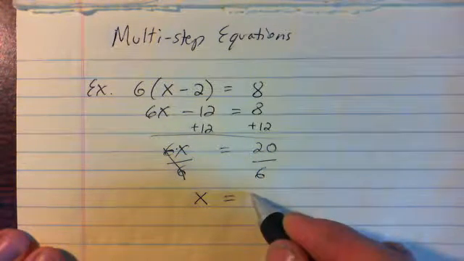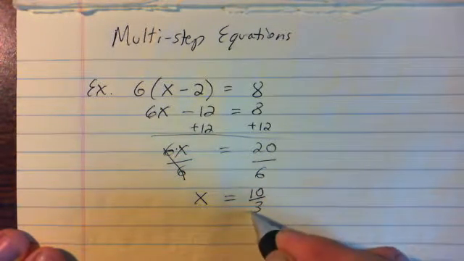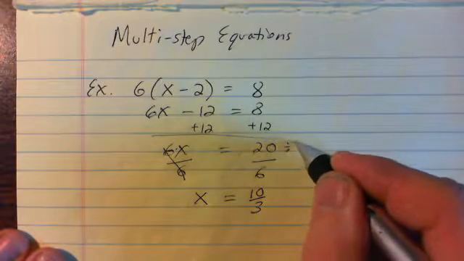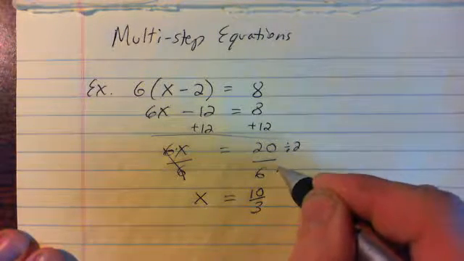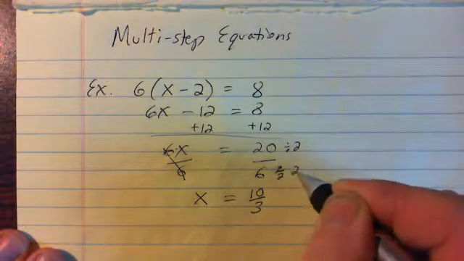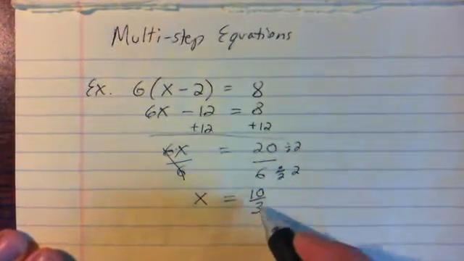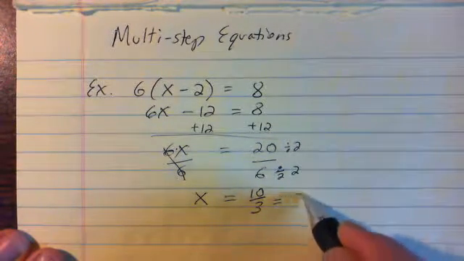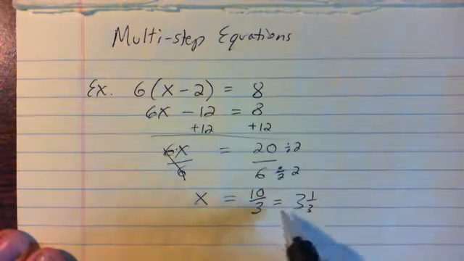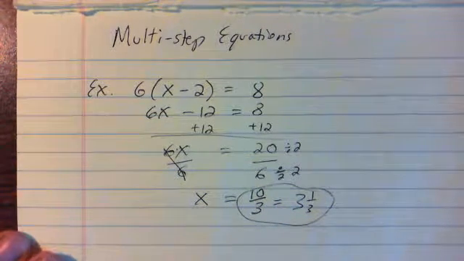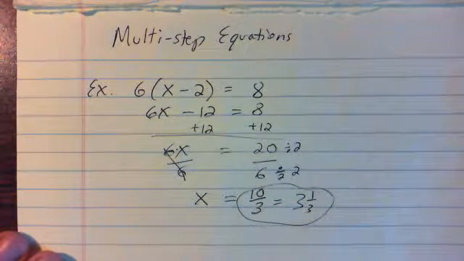Now 20 over 6 reduces to 10 over 3 because you can divide the top by 2 and divide the bottom by 2, and that would give us 10 over 3. 10 over 3 is 3 1/3 as a mixed number, but either one of those answers is fine.